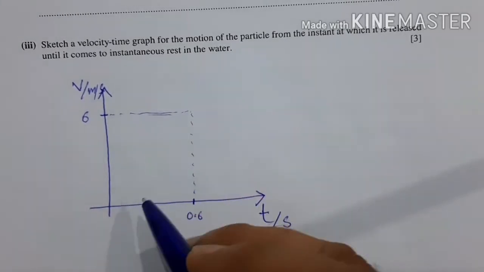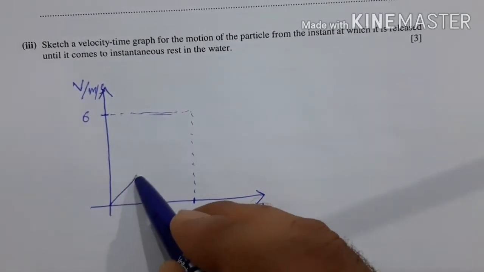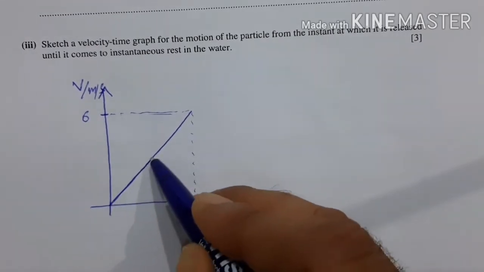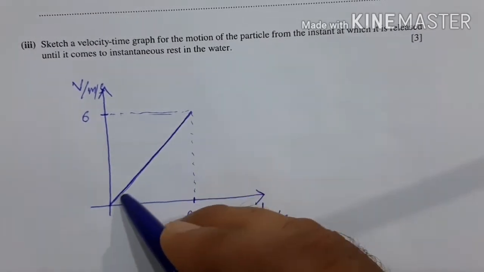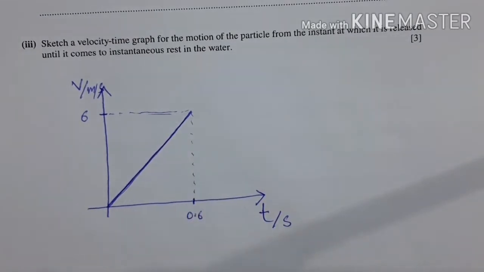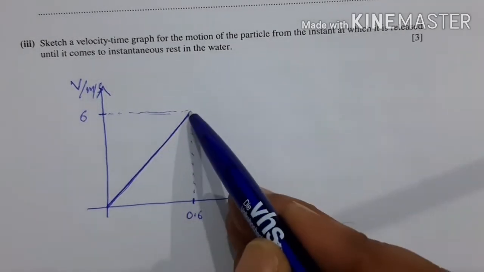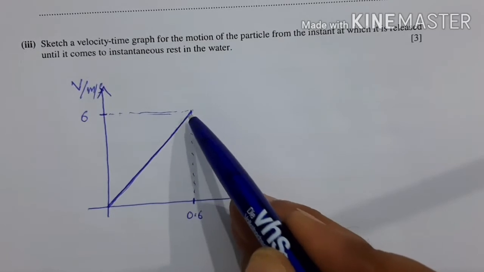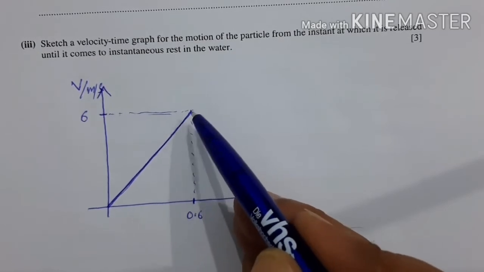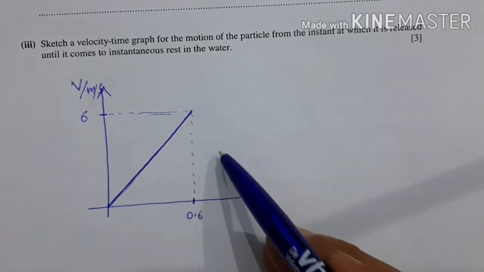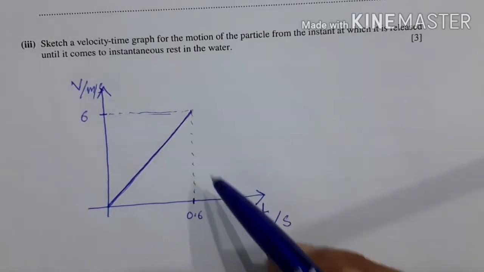So the first part of the journey will be this one. The particle was accelerating continuously. The straight line shows the particle is accelerating constantly because that was g. So g is always constant. At this moment, the particle hits the water, and right at this moment, the particle will start deceleration. So the line will move downwards.